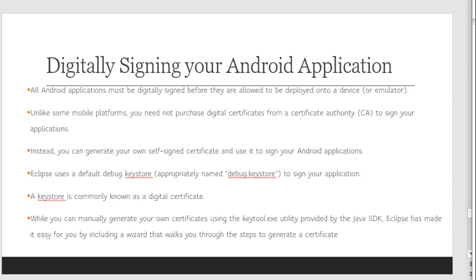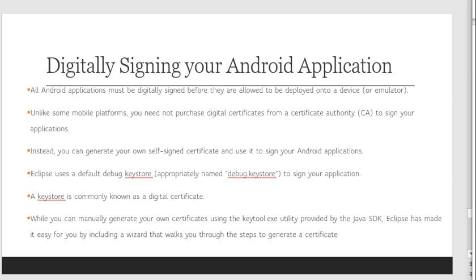So in Eclipse, you go to Windows Preferences, click on Android, and there you get the location of the debug keystore, debug.keystore. This keystore is used as a digital certificate. If you're publishing your Android application, then you must sign it with your own certificate. An application signed with the debug certificate cannot be published. So we need to sign with our own certificate.